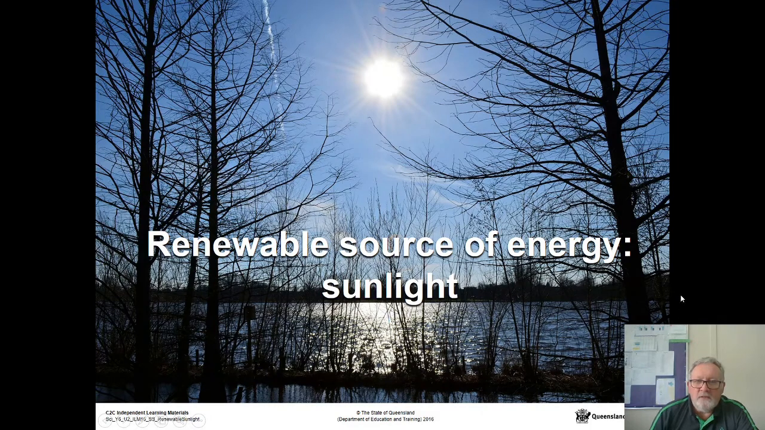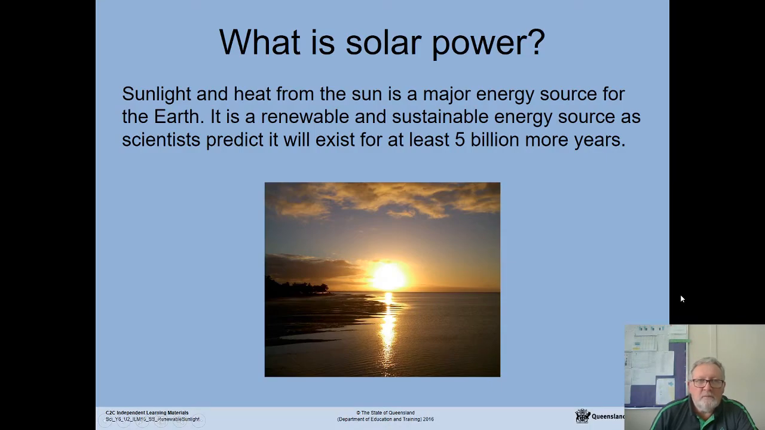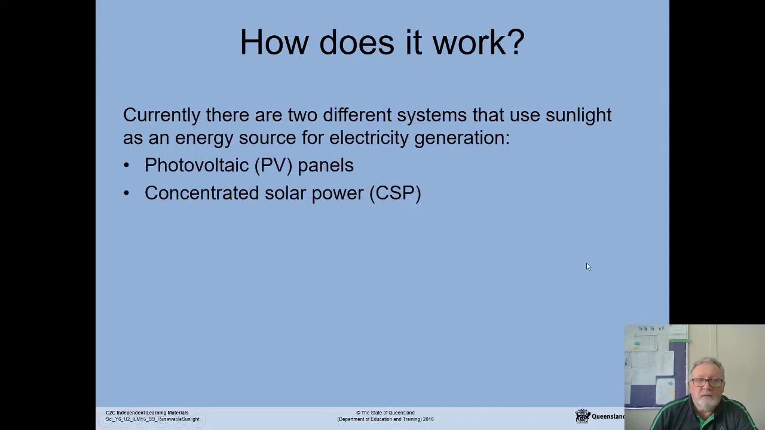Renewable source of energy, sunlight. What is solar power? Well, it's sunlight and heat from the sun, and it's a major energy source for Earth. It is renewable and sustainable, and as scientists predict, it will exist for at least 5 billion more years. That's pretty reliable. So, how does it work?